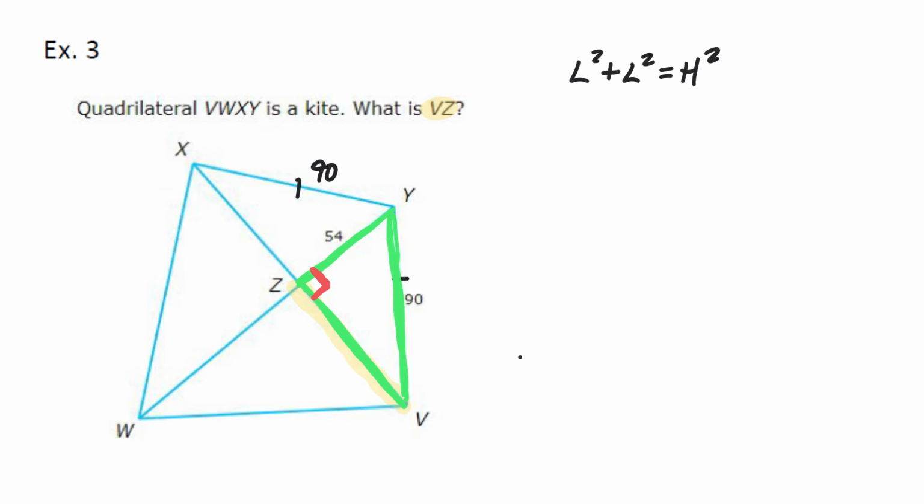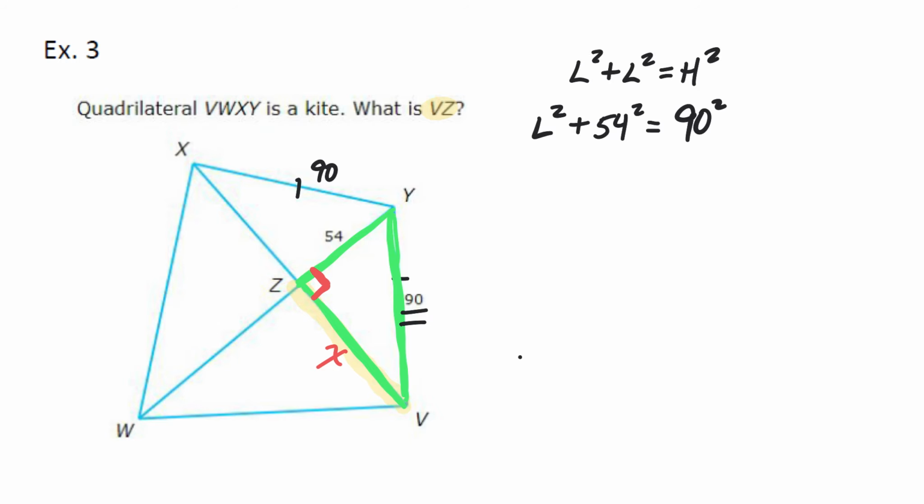Now what we need to do is identify what we have. And really all that matters is, do we have the hypotenuse? And yes, we do. It's 90 units. One of our legs is 54, and our other leg is unknown. That is what VZ will be. Put a nice little X here to remind us. That's what we're looking for. All right, so we'll go through the Pythagorean theorem.